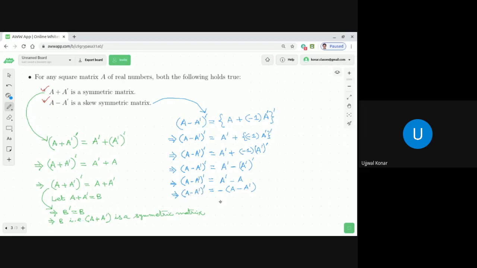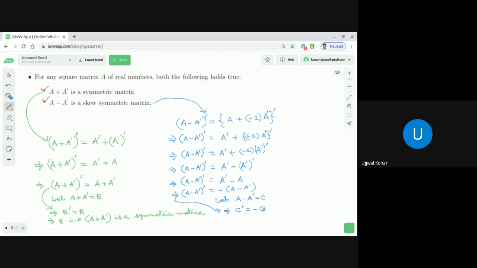Now, let us assume, dear students, that A minus A transpose is equal to C. So let A minus A transpose be equal to C. Then what are we going to get out of here? This implies C transpose is equal to minus C.